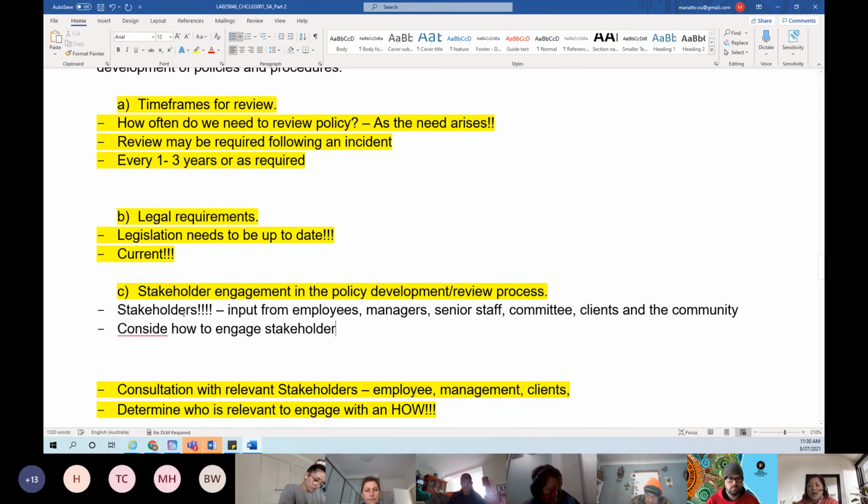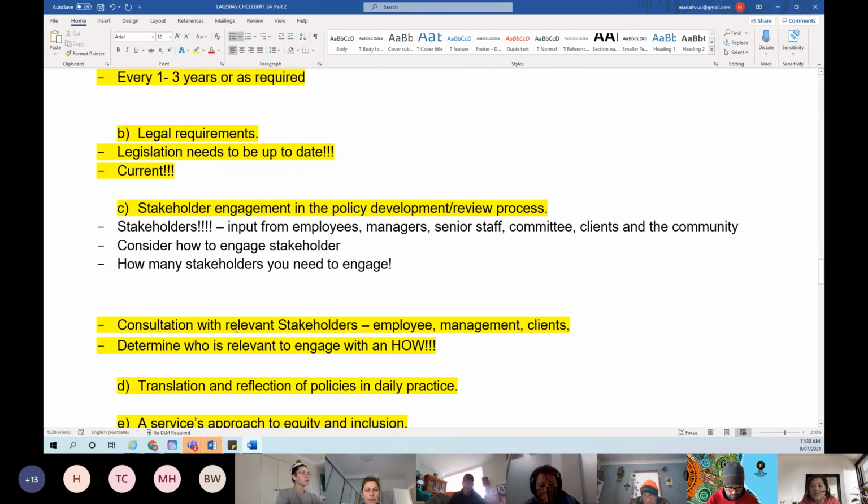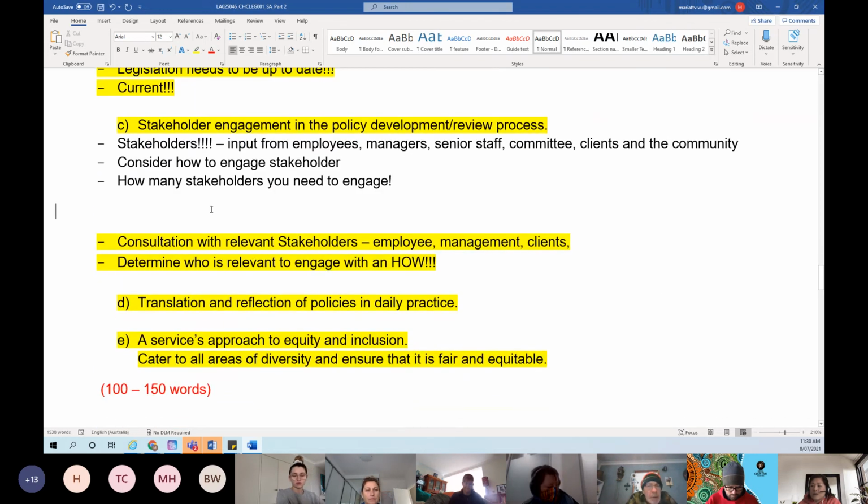stakeholders, okay? That also includes consideration of how many stakeholders is enough. Because if you have 3,000 clients, you're not going to be talking to 3,000 clients. Does that make sense? So you need to consider how many stakeholders you need to engage and how to engage them. Okay, so these are just things to consider when we're thinking about updating and reviewing policy. Does that make sense? I'm not going too fast.